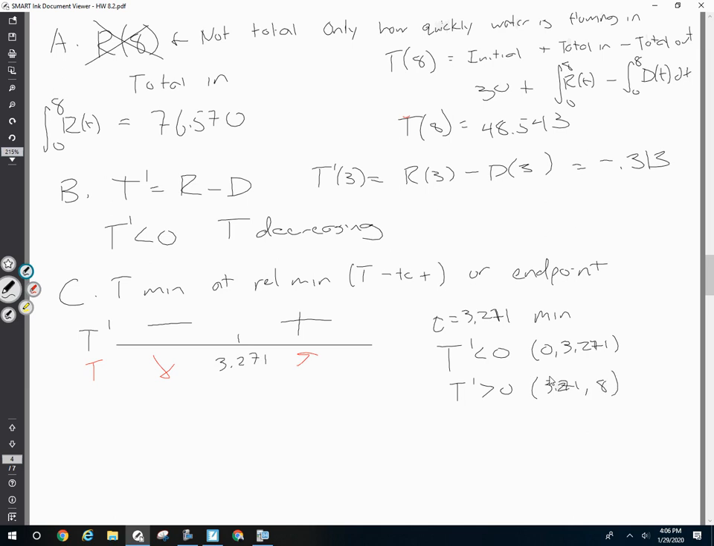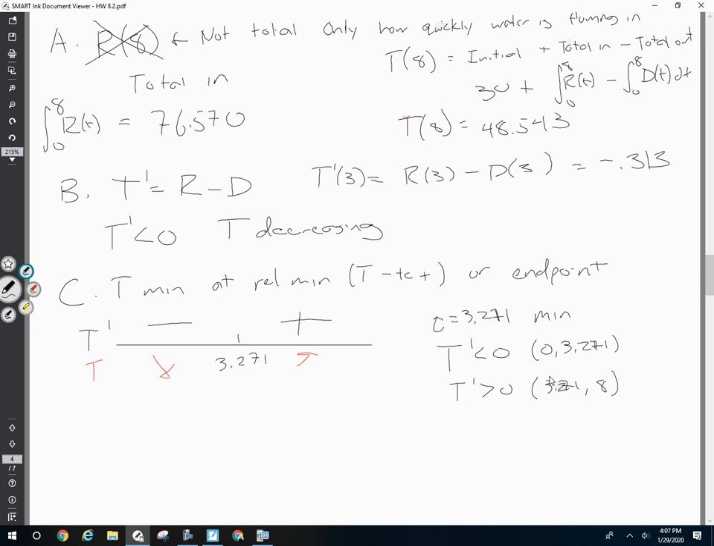This is telling me it's not just changing signs once. I mean, if you just say positive, negative to positive, and you don't give me an interval, then you are leaving an opportunity for there to be another sign change, which maybe you didn't see. This is showing that you've analyzed all of the signs of your interval. Since T prime is negative, we are decreasing. Since T prime is positive, we are increasing strictly on this interval. Boom, we found the min.